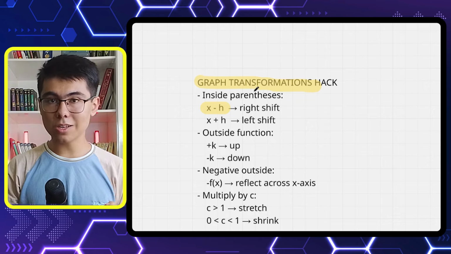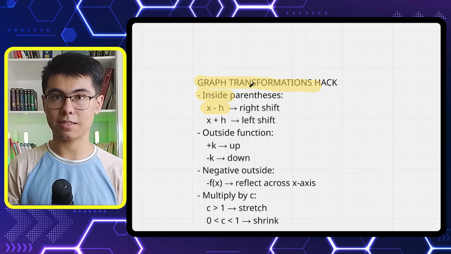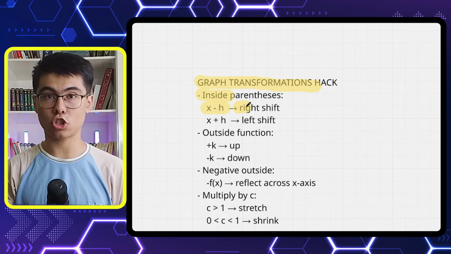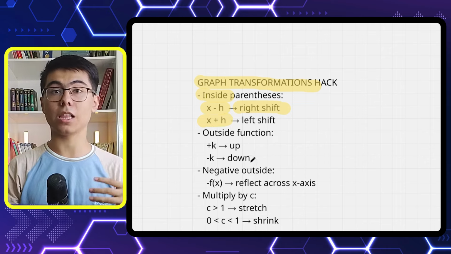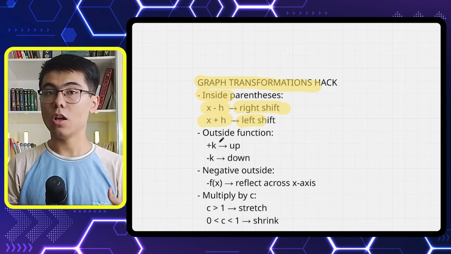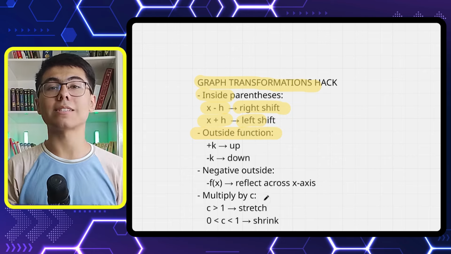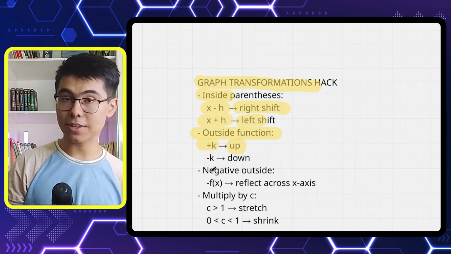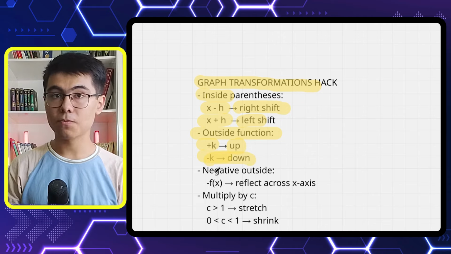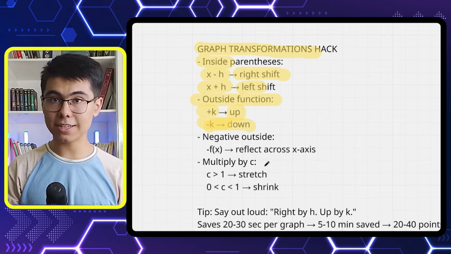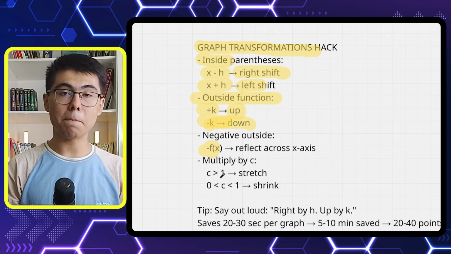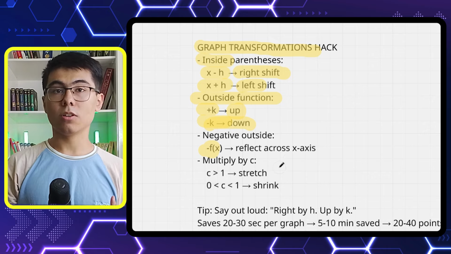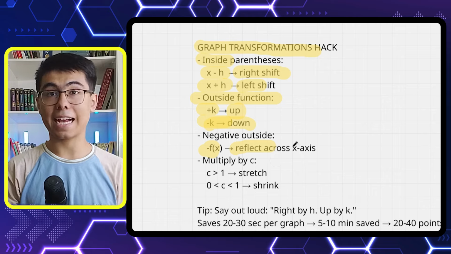Step number 1 is looking at what's happening inside the parentheses. So x minus h. And x minus h means right shift. x plus h means left shift. Step number 2, look at what's happening outside the function. Plus k means it's up. Negative k means it's down. Step number 3, if there's a negative slapped in front, like minus f of x, well, you should flip it upside down, which is a reflection across the x-axis.